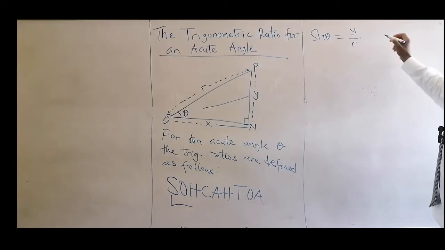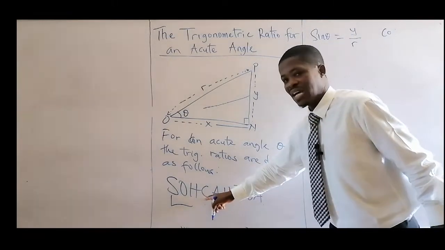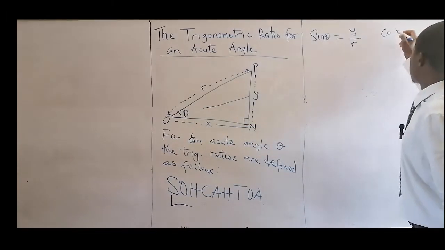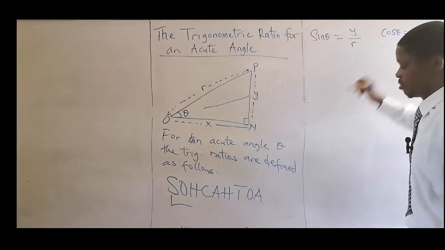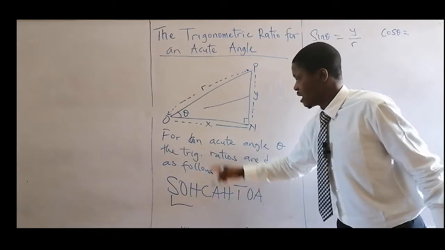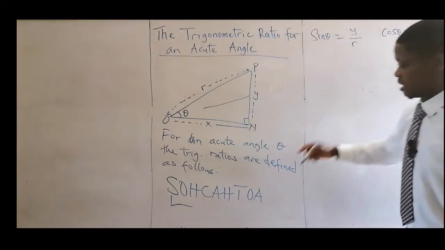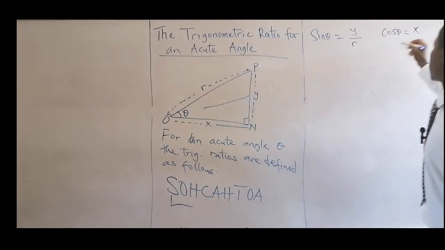Then we can go to CAH. CAH means cosine, cos theta. We shorten it to cos. Cos theta is equal to A, the adjacent. Adjacent is the one here, that's x, over hypotenuse. H is the hypotenuse, the longest side of the triangle.